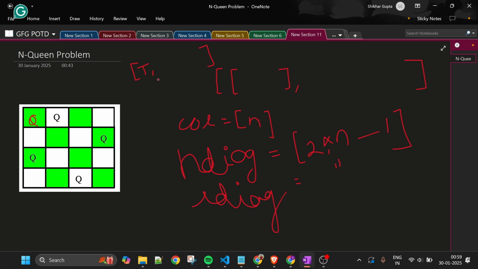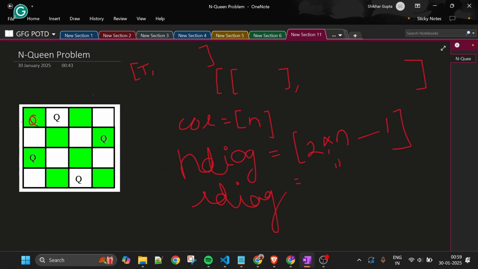Now we have n diagonal as well. So which diagonal is this? For the normal diagonal, if I am putting a coin at this point, what will be the diagonal for this? It will be equal to i plus j. I plus j basically means at which column I am and at which row I am. So what will be the values?